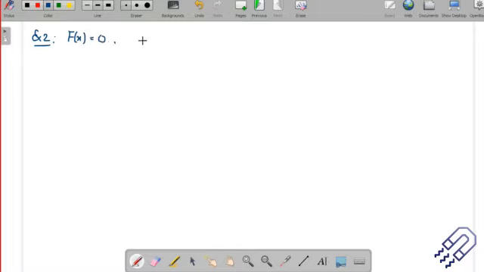So f(x) is 0, and the limit is the same here, just like the previous one, minus pi to 0, and then this is equal to pi minus x. That's the limit that we have between the two parts.